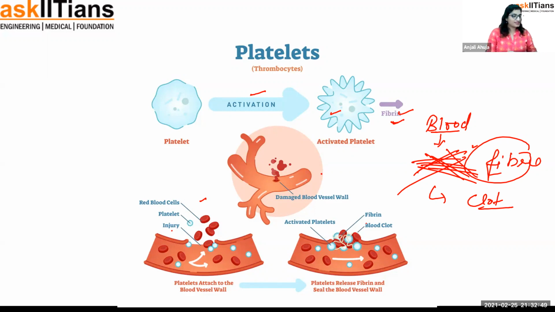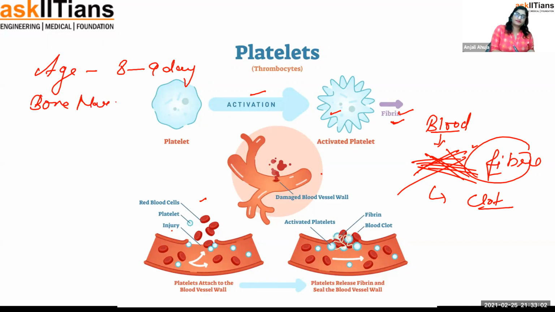Okay, so that is all about the thrombocyte. Thrombocytes also have an age of approximately 8 to 9 days. They are formed in the bone marrow and die in the spleen. And their function is that they help in blood clotting.